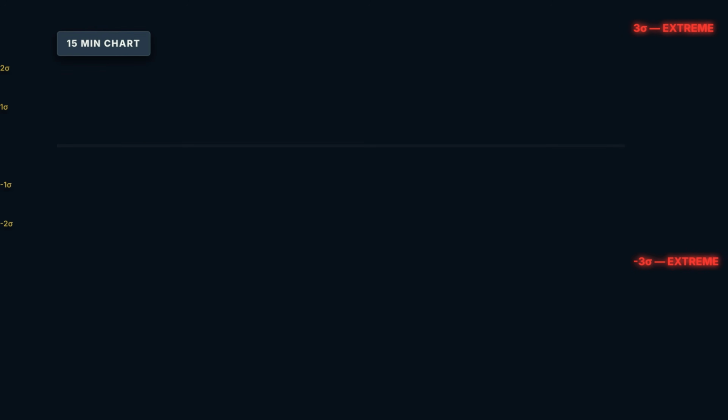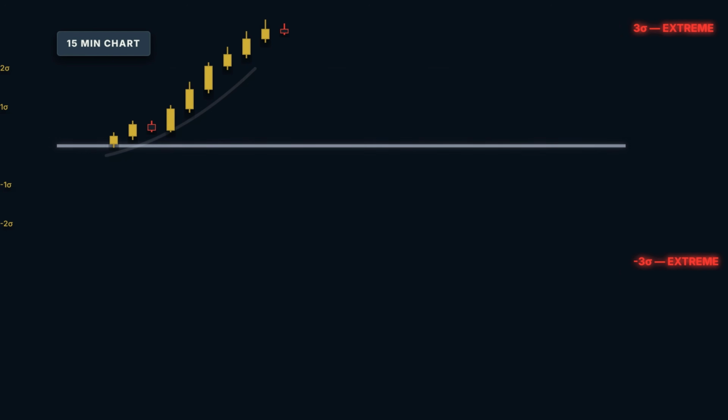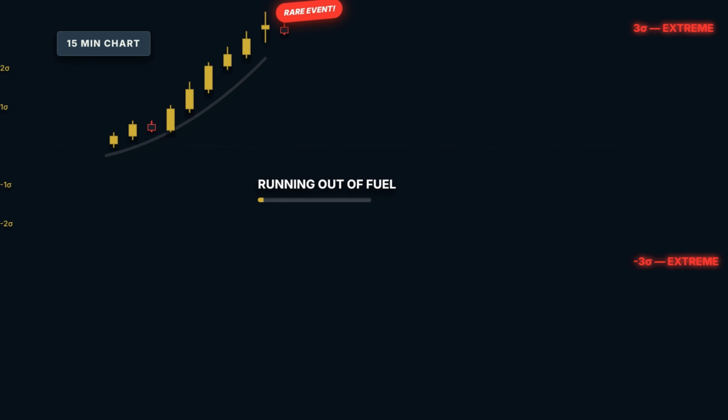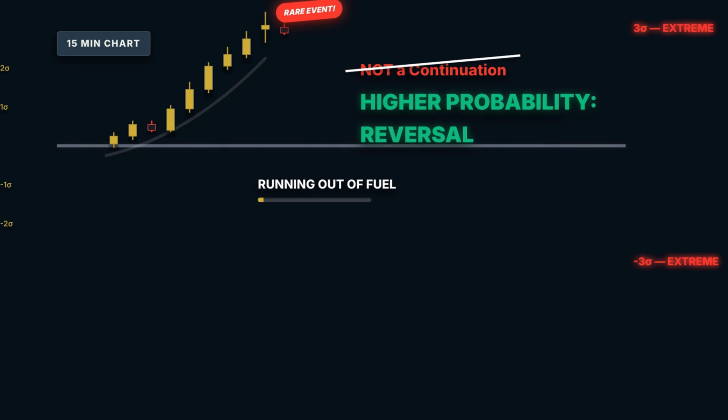A third band at 3 standard deviations is your extreme extension signal. On a 15-minute chart, the price is going to be reaching that 3rd standard deviation from the VWAP. That's going to be a very rare event. When it happens, that move is almost always running out of fuel. It's not going to be a continuation setup. That's going to be a higher probability of a reversal.